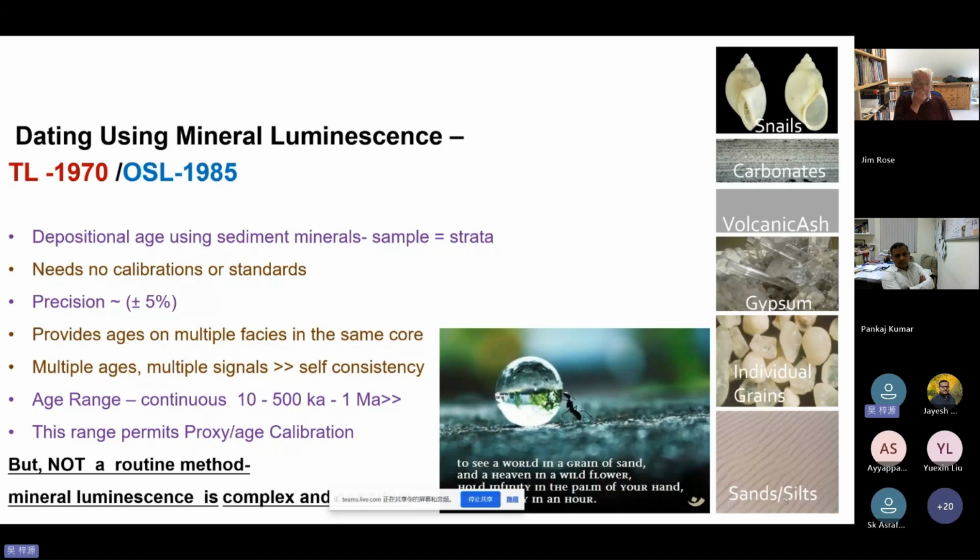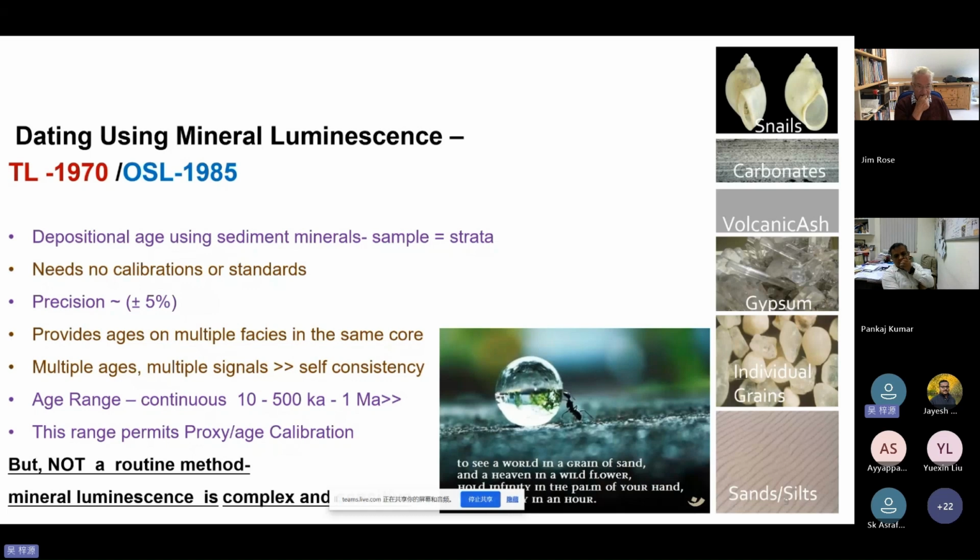An important part is that in a mineral, we have many aspects which can be dated. So you can have multiple phases within a sample which can be dated. For example, you could date sands, you could date individual grains, you can date gypsum in the matrix, you can date volcanic ash, carbonates. So each one of them can be dated, and you can build within a sequence a self-consistent story. That is not possible with any other technique.